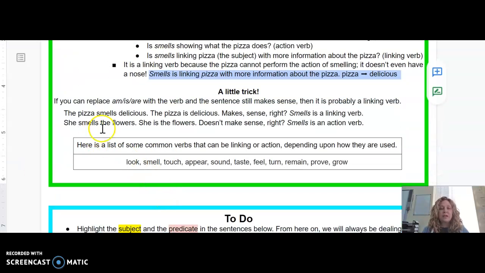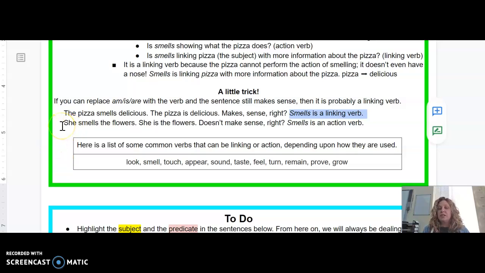So let's look at these examples here. The pizza smells delicious. The pizza is delicious. This makes sense. If we swap out smells for is, the sentence still makes sense. It means something a little bit different, but don't be bothered by that. It doesn't matter. It makes sense. So smells is a linking verb.